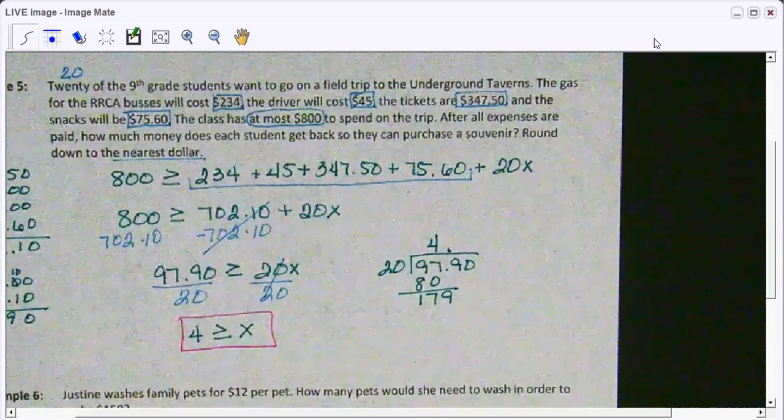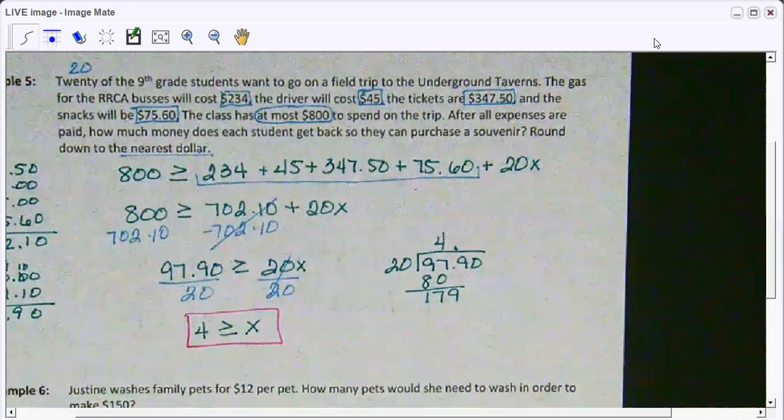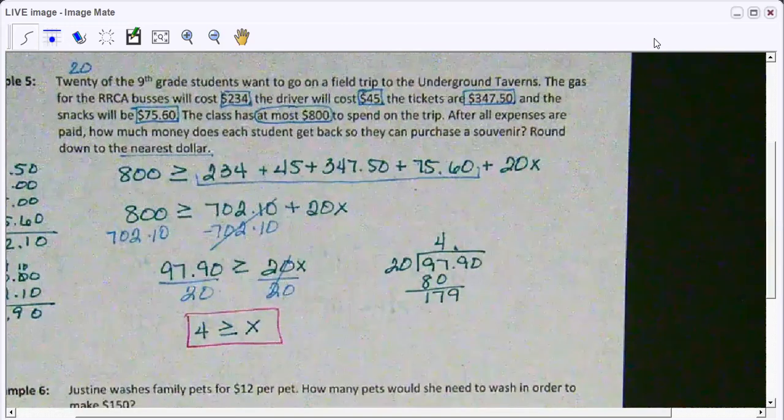Okay, there's a problem like that on the homework too. Oh, I'm scared of that. No, you're not. You can do it. It's just adding and dividing. Okay, here we go.